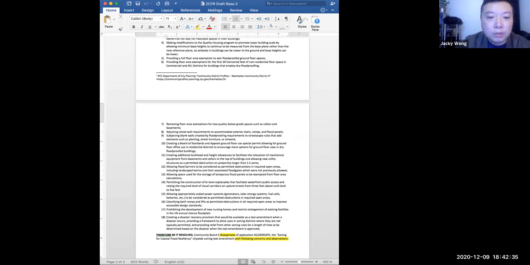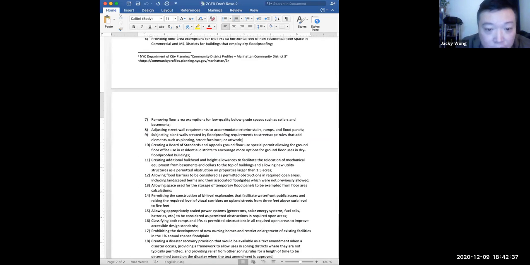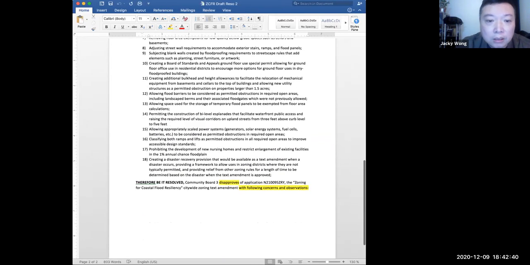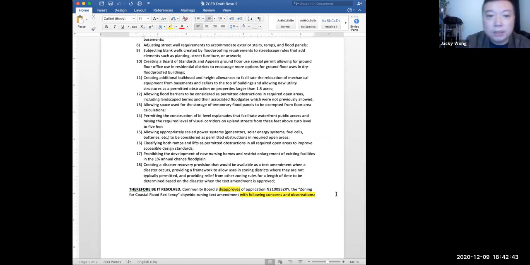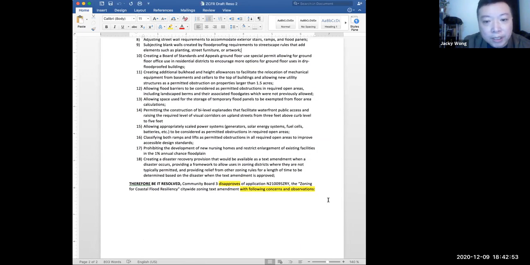So I just want to read that therefore be resolved clause. Basically, this is a continuation. We are continuing the discussion from last month. I want to read it out. Community Board 3 disapproves of application 210095CRY, the zoning for coastal flood resilience, citywide zoning text amendment with following concerns and observations. And then we're gonna insert the comments from the points that I share with you. Are you guys okay with that?